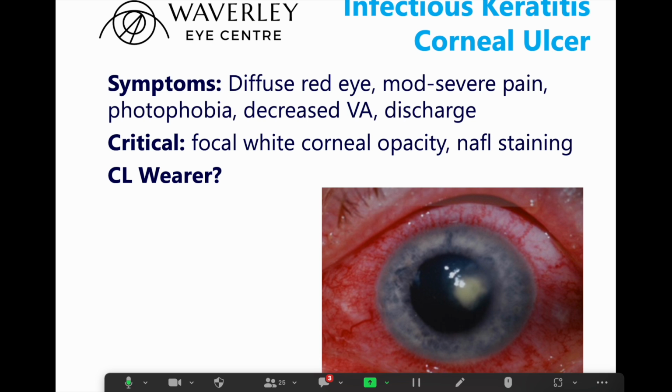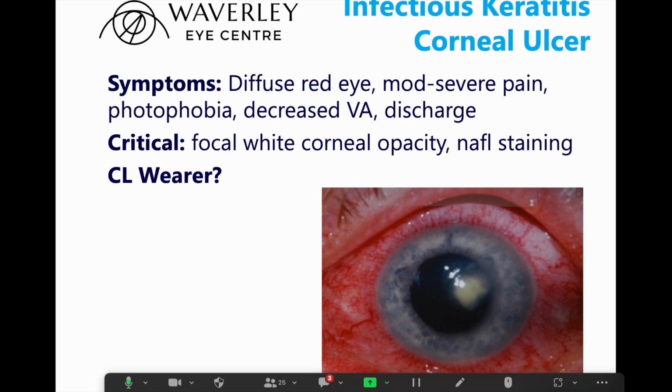So let's jump into the serious stuff that you're worried about. Infectious keratitis, an infection of the cornea, is otherwise known as some type of corneal ulcer. This patient's coming in, they're going to have a very diffuse red eye like this. They're going to have moderate to severe pain.